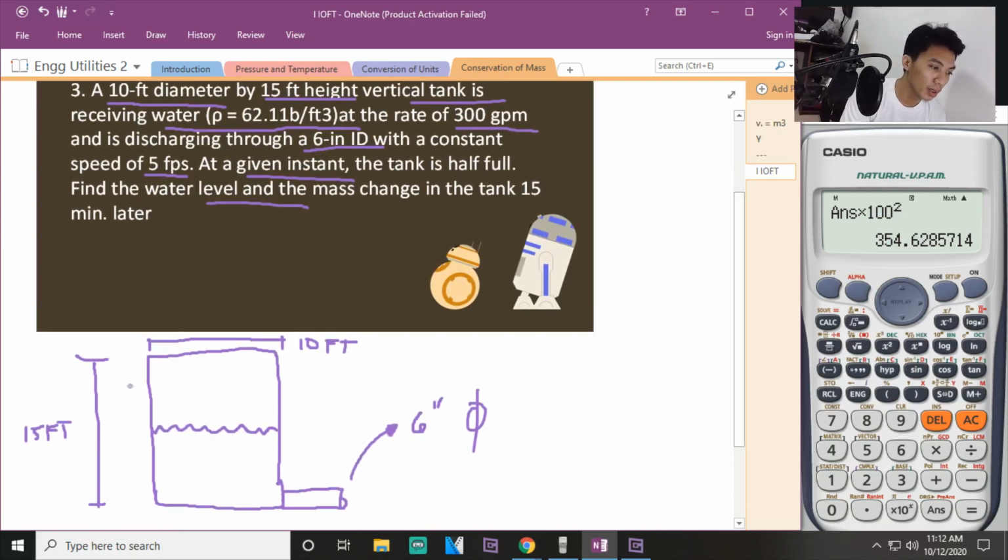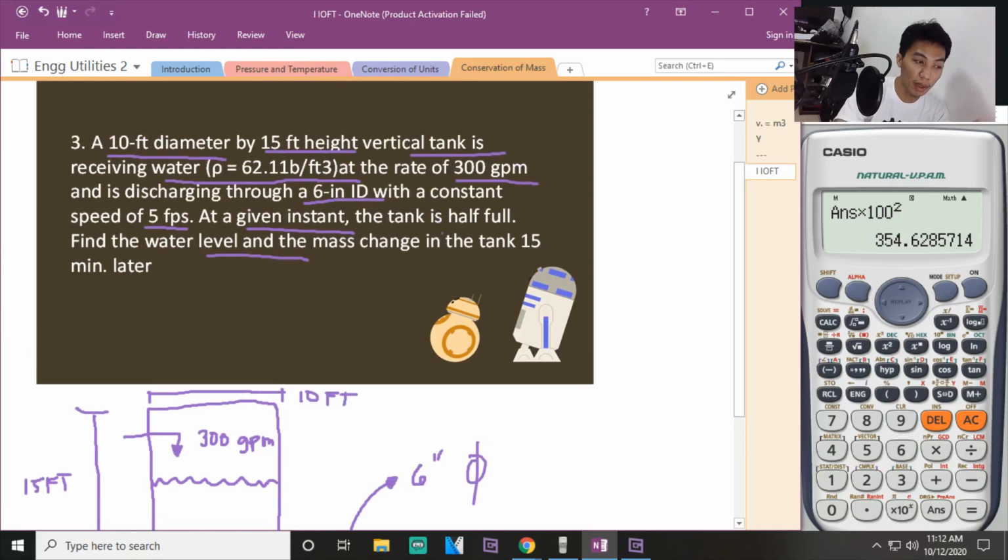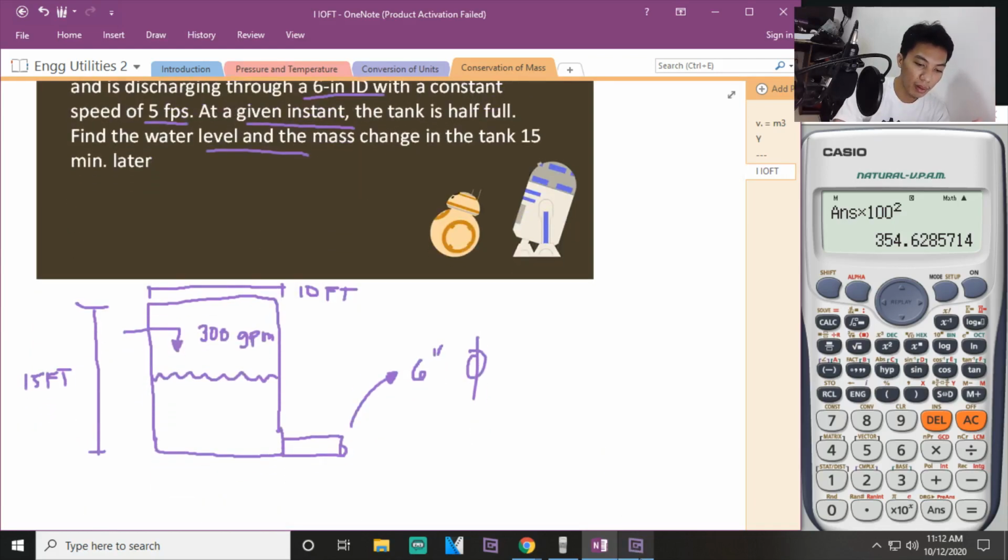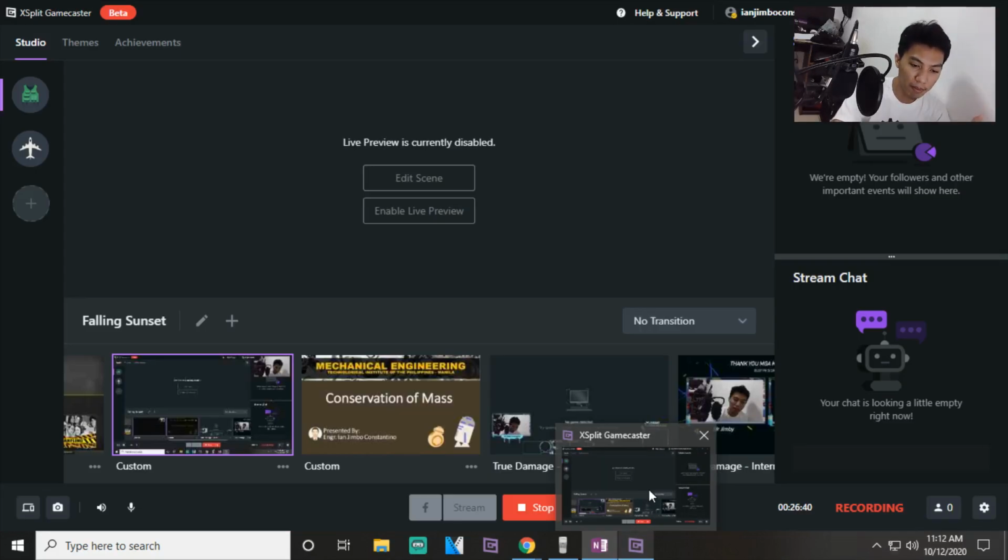So, dito yung water niya. Meron kang receiving water 300 GPM. Okay. So, I will have to pause this discussion for a while, tapos i-check ko lang kung kompleto yung given. Okay? Resume break for 5 minutes.